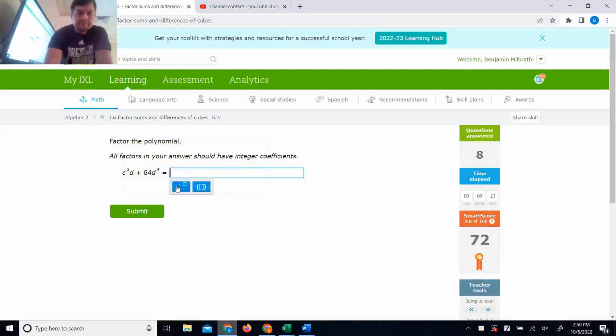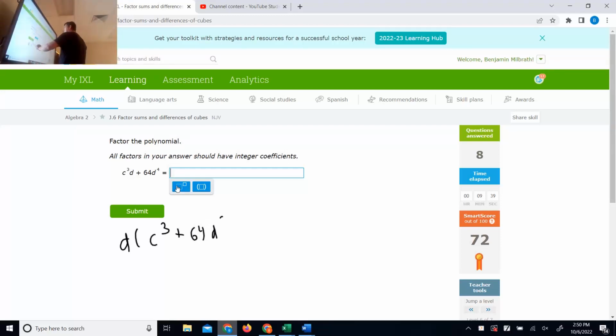Excelente. Oh, no, not real numbers here. They just threw in more variables. So this one's interesting. I noticed that both pieces have a d in common, so I pulled the d out. And when I do that, I have c cubed plus 64d cubed. All right, so the d goes up there, okay? I'm just going to take that d and put it in right there immediately. I'm not going to work with them anymore, all right? So my attention is actually focusing on this.